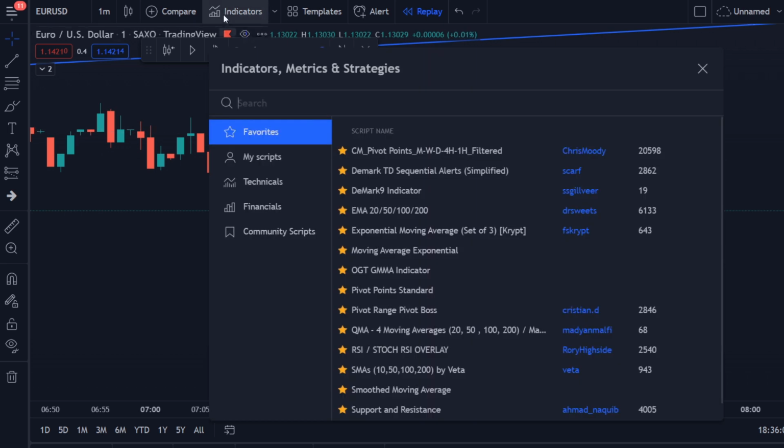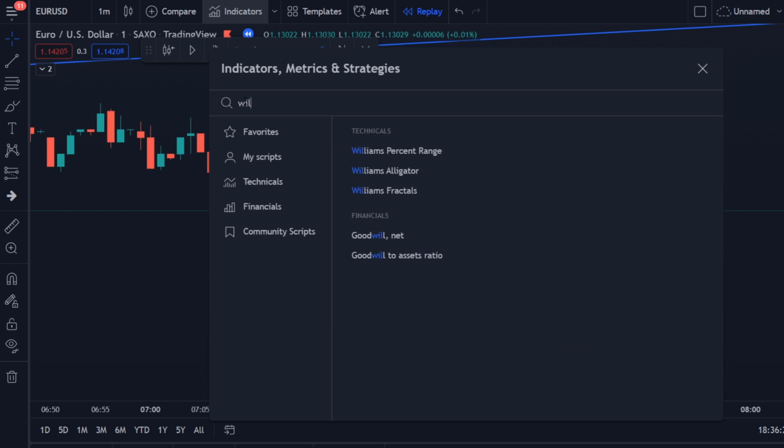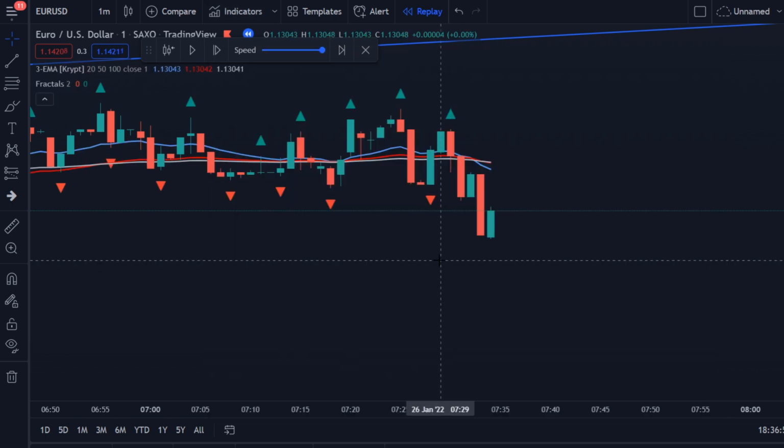So over here, we go to indicators and we will be looking for the exponential moving average. As you can see over here, you can click on this 3 times, but you can also look for this indicator over here, the exponential moving average set of 3 by FS Script. So I personally use this one. Then we are looking for the Williams fractals over here. We click on that as well, and this is what you will be seeing.